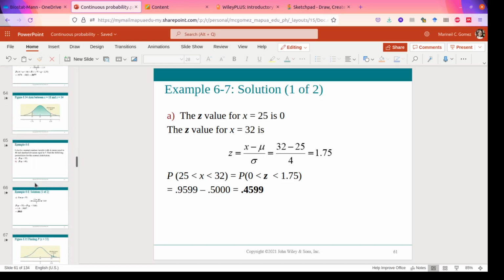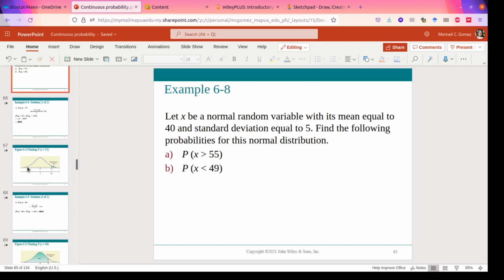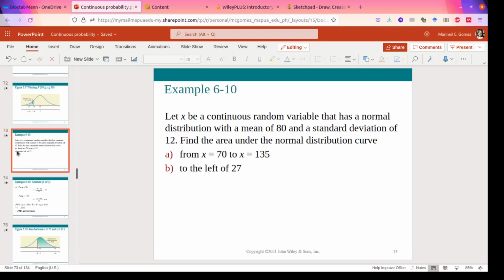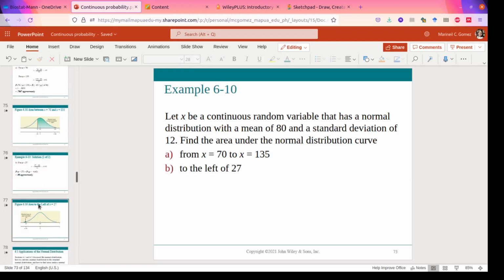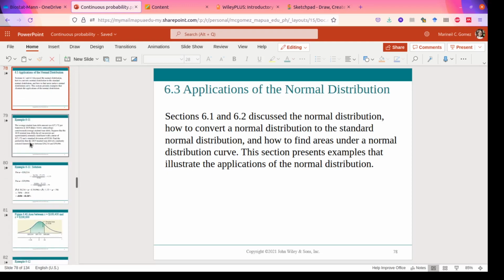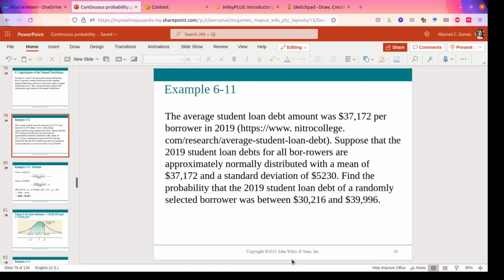So let's have a more concrete example, rather than a simple one. Here are some applications. The average student loan debt was $37,172 per borrower in 2019. Suppose that the 2019 student loan debt for all borrowers is approximately normally distributed.